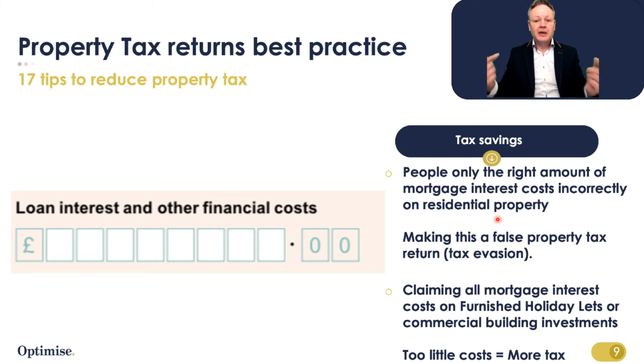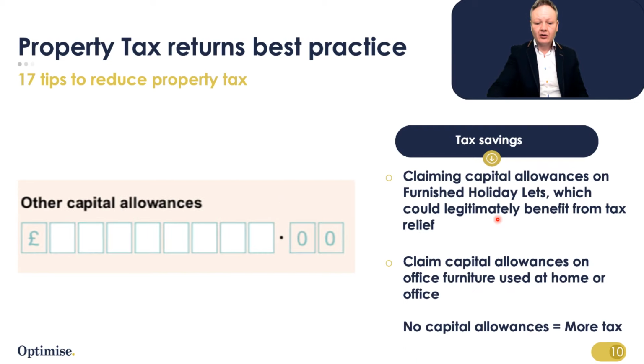on your spreadsheet. Make sure that it's identifiable to say, does section 24 affect this property? If it does, then fine. Don't claim the tax relief in this box on your tax return. If you've got commercial properties, furnished holiday lets, make sure you put that mortgage interest cost against your tax return and save tax. Too little cost in tax return equals too much tax, and that's what we're trying to avoid. So make sure that you really are clear about the property, the type of property, and indeed with the mortgage interest cost that you can or cannot offset.